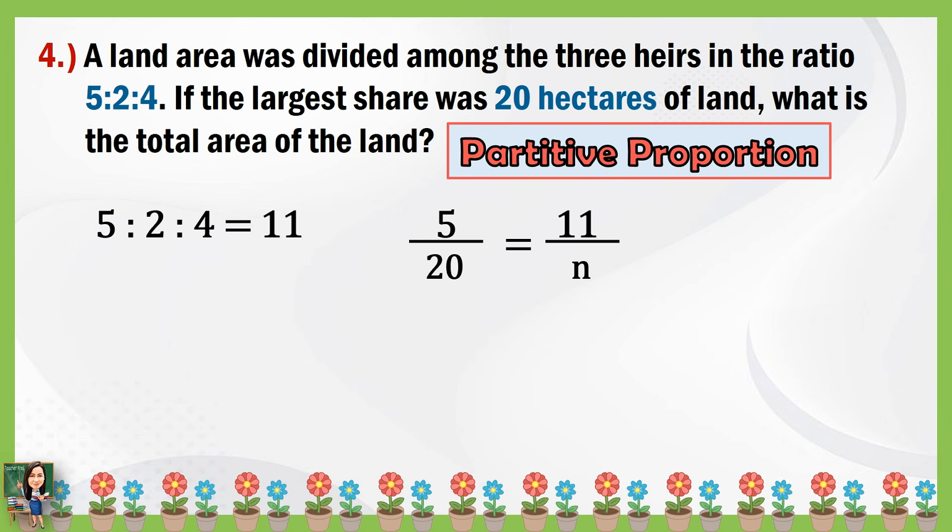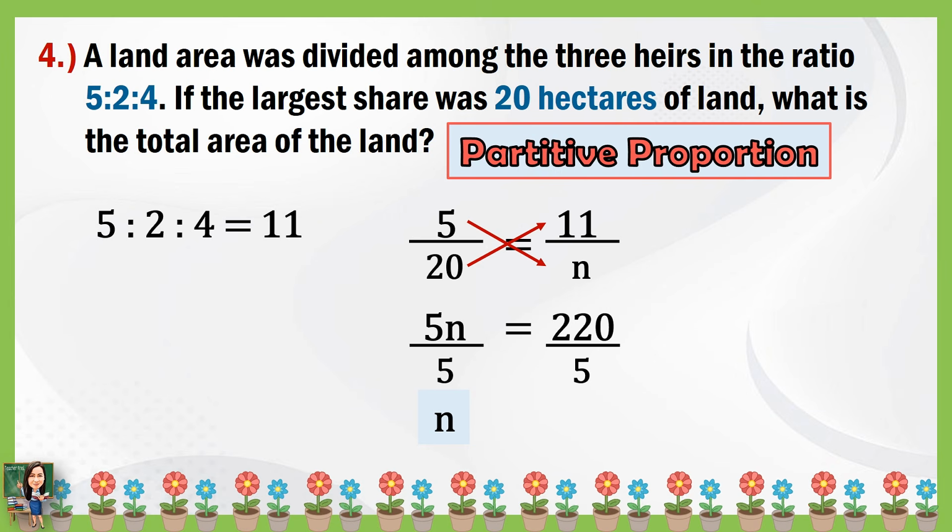So we will find n. 5 times n equals 5n. 20 times 11 equals 220. Now divide them by 5. 5n divided by 5 equals n. 220 divided by 5 equals 44. So therefore, the value of n is 44. The total area of the land is 44 hectares.